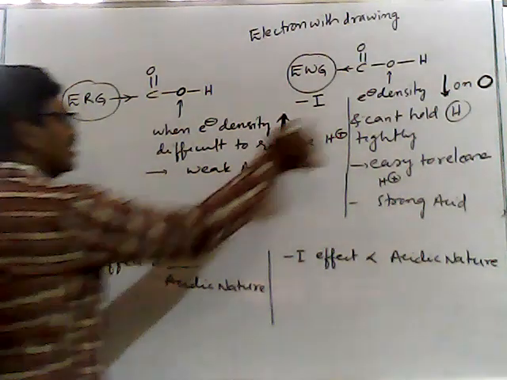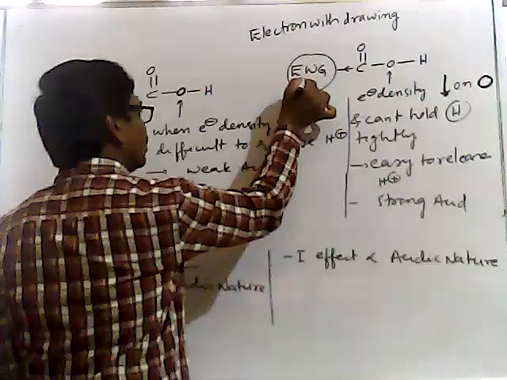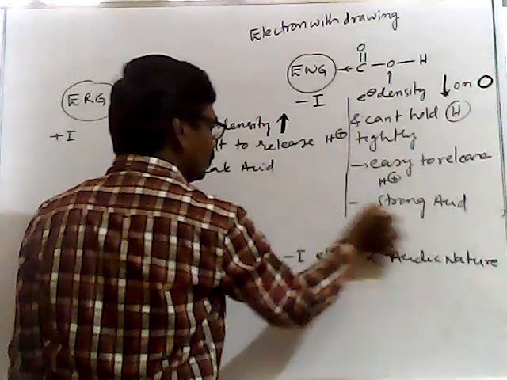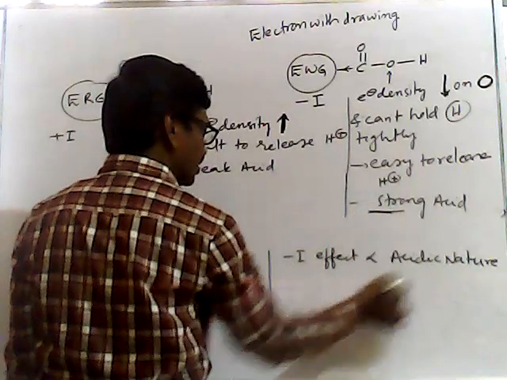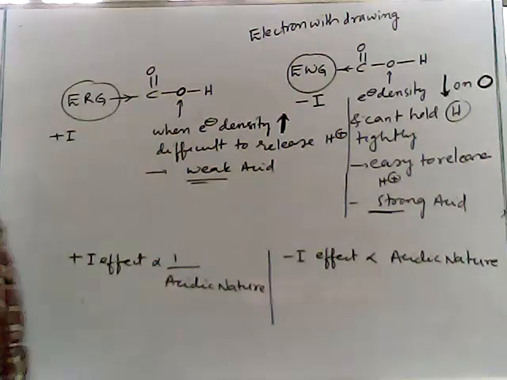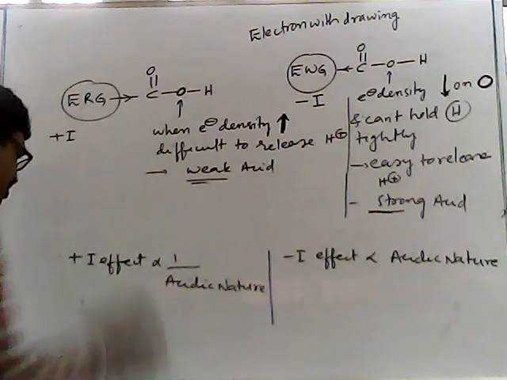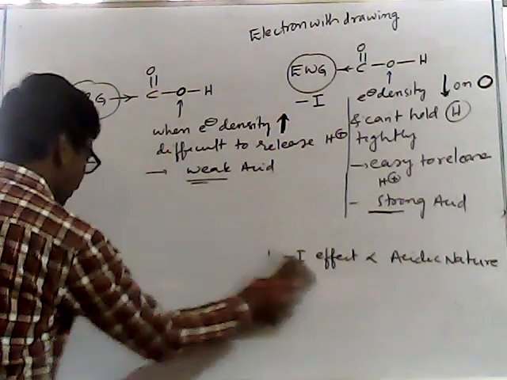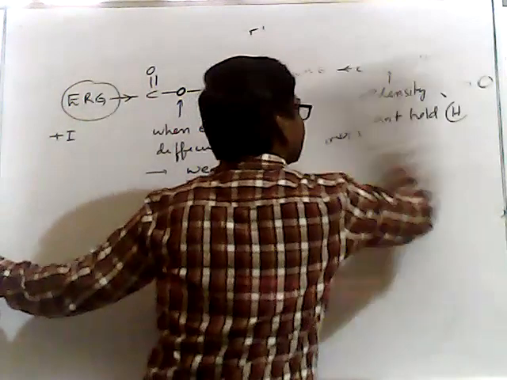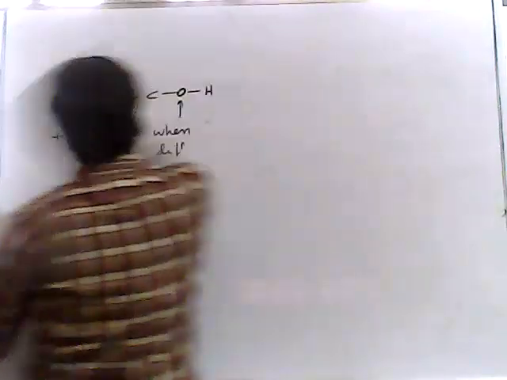So here, in the presence of minus I groups or EWG, what happens? Acidic nature increases. It is easy to release hydrogen, which means it is strong. Here weak means acidic nature decreases. So now we'll give some examples. Particularly order related questions they ask. All the order related questions are very, very important. Here I am writing the order first, then after I'll explain in that order why it is so.